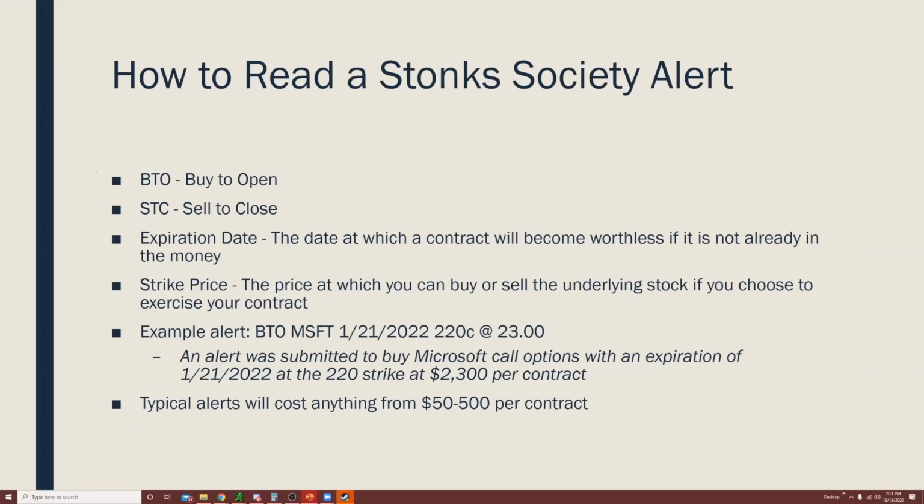So I want to move forward and talk about how to actually read a Stonks Society alert if you do choose to follow up with our server. We'll typically say something like BTO or STC, that means buy to open and sell to close. We have an expiration date, as we've talked about. We have a strike price that we've talked about. So combining all those things, let's use an example.